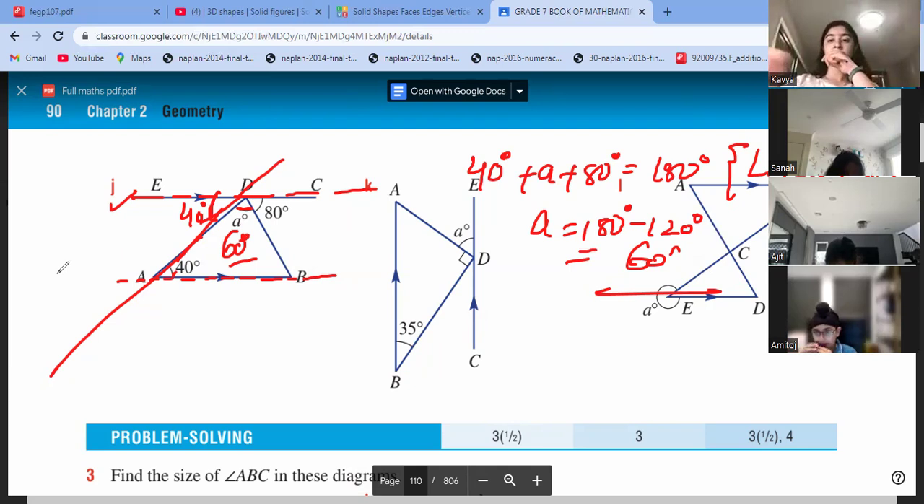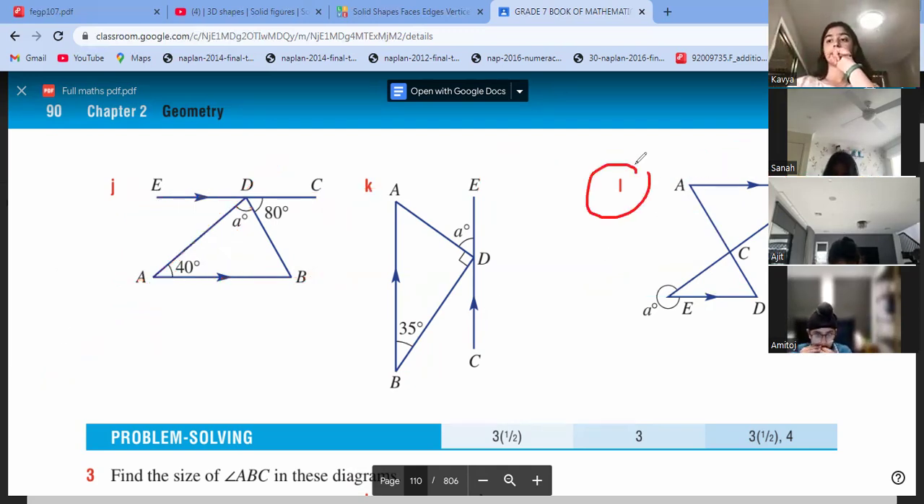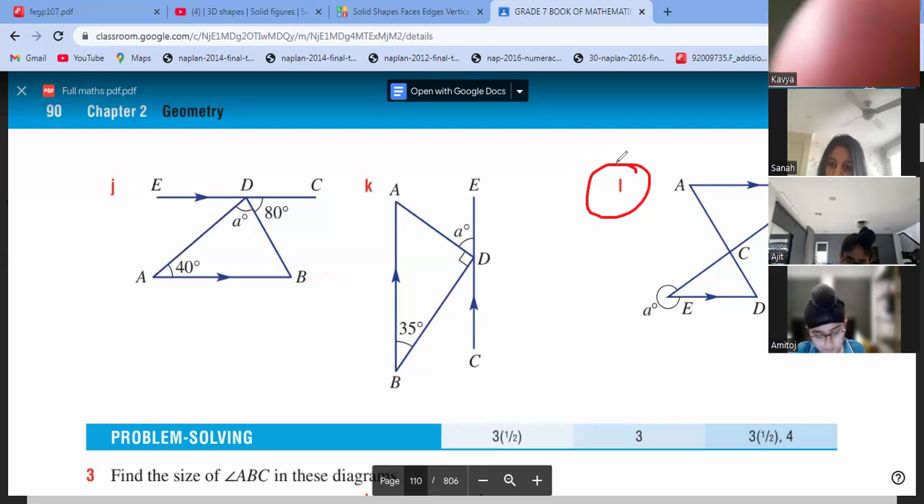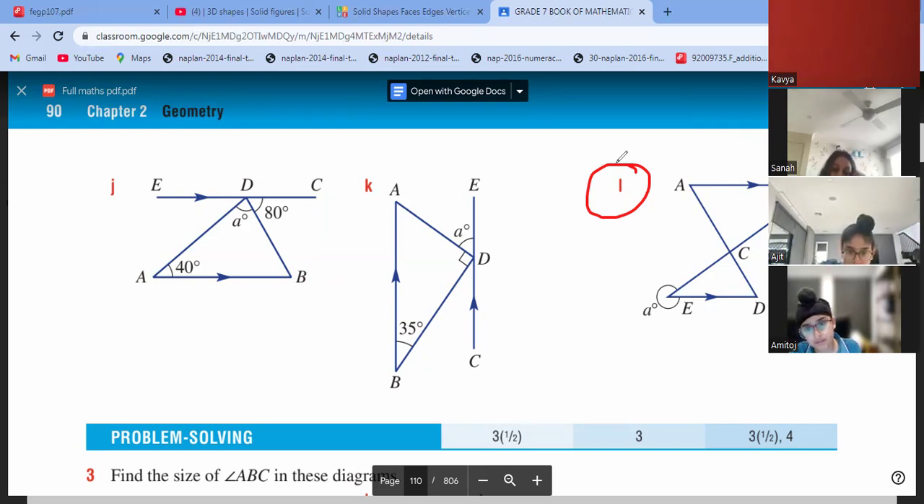Now, solve this L part. Hurry up. Solve it fast. And send me the answer in the chat box. I sent my answer.